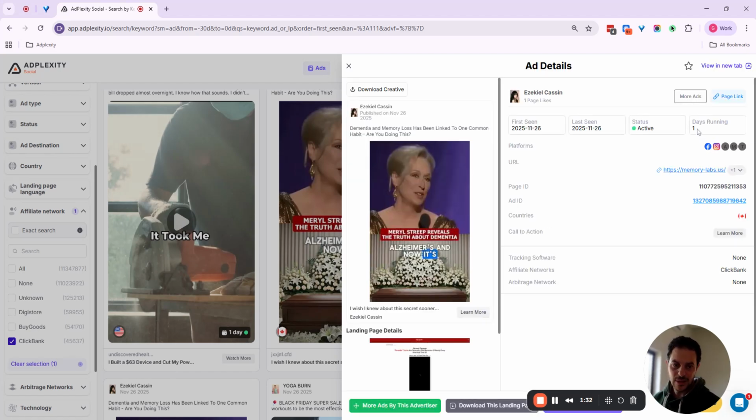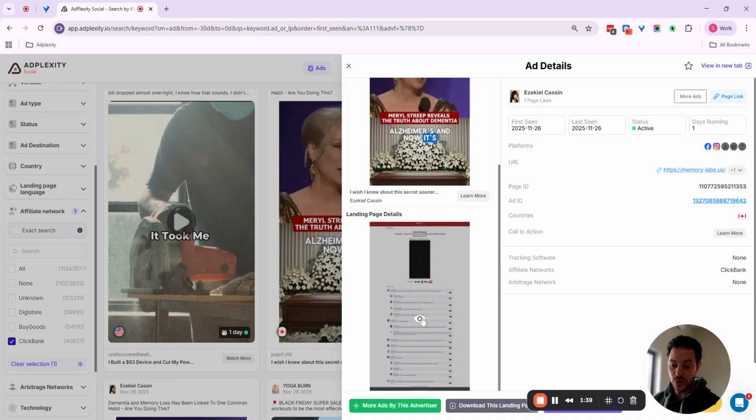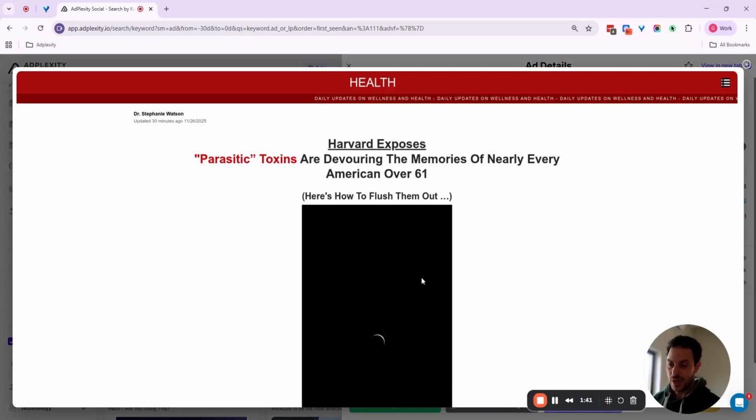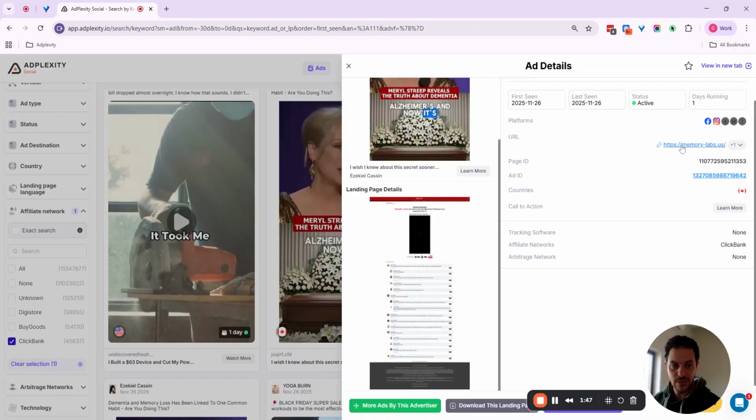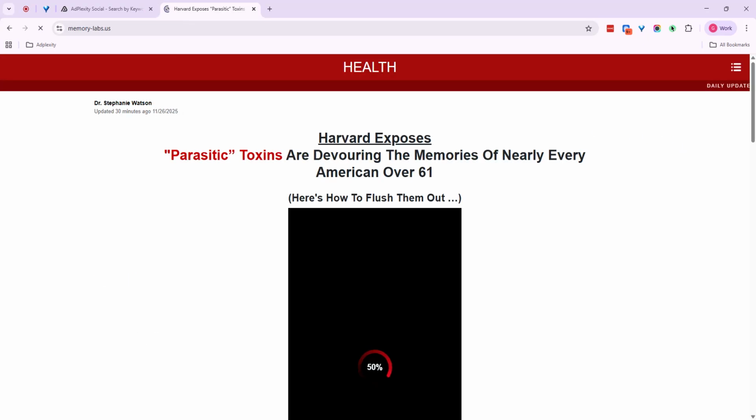Okay, so they're running that for 1 day. This doesn't mean that this is a good performing ad or not. This means this is something very, very new. So that's also good to know, because we can see how it looks. Paracytotoxin, memory. So this seems to be something related to memory in this case, probably some sort of brain health. We can go ahead and see how the landing page looks.